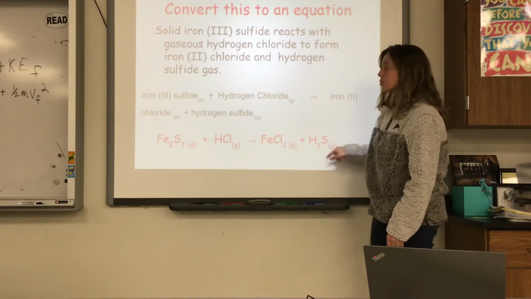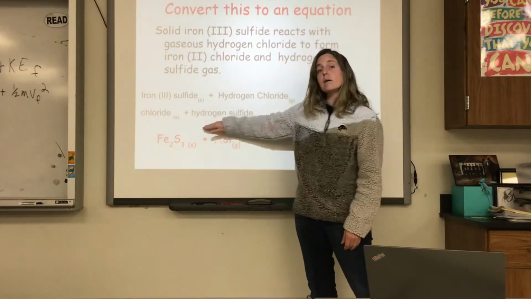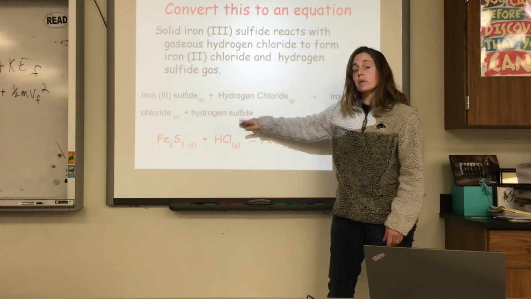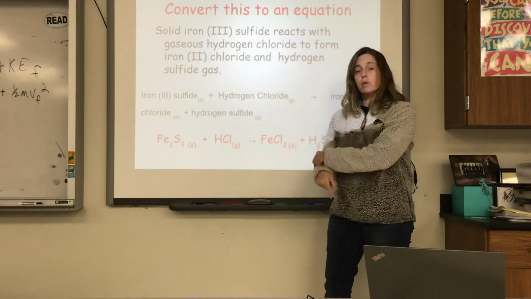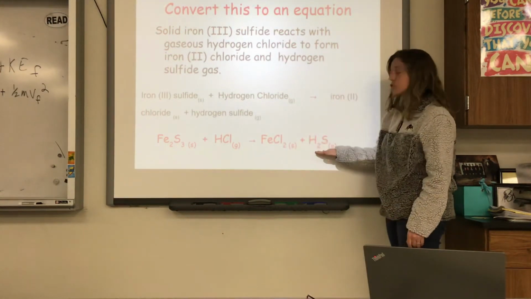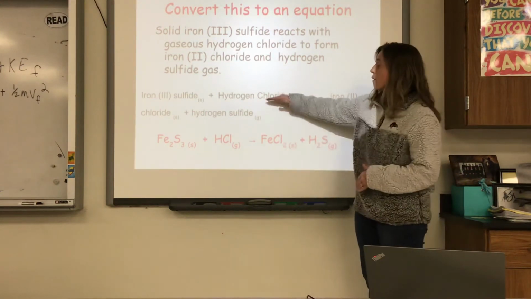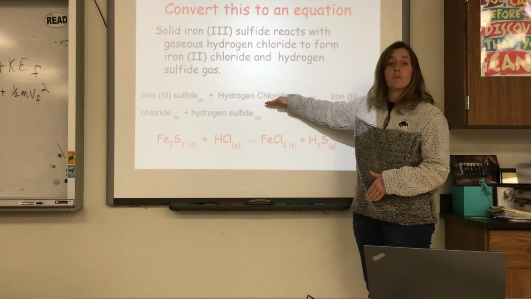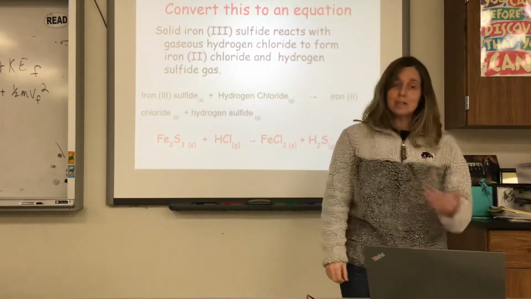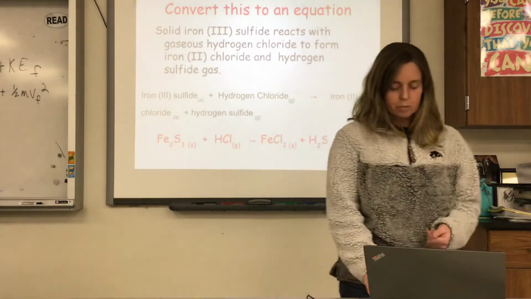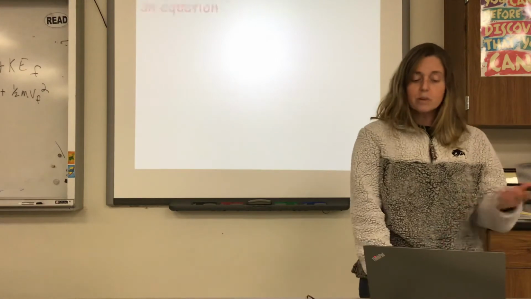Plus hydrogen sulfide. Hydrogen's a plus 1. Sulfide is a negative 2. They don't cancel, so you crisscross. So it becomes H2S. So this is how you build the formula equation from the word equation. Okay, this is going to take you a little more time to do. All right, so let's do another example.